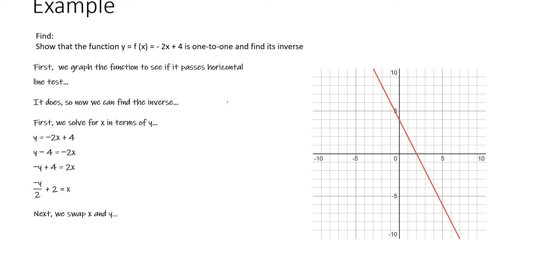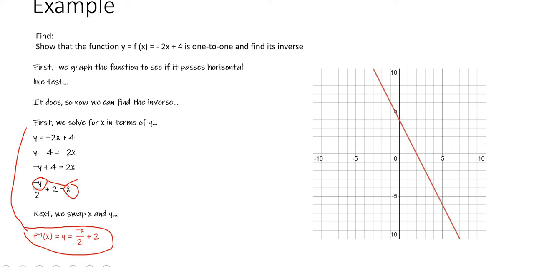And next we swap the x and y values. So wherever we have our y value here and x value here, we now swap them with each other. And that's going to mean that we have y equals negative x over 2 plus 2. So to find our inverse function, we follow these steps. First, we isolate x, and then we swap x and y.